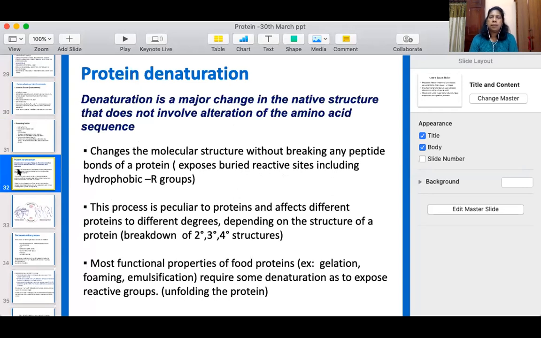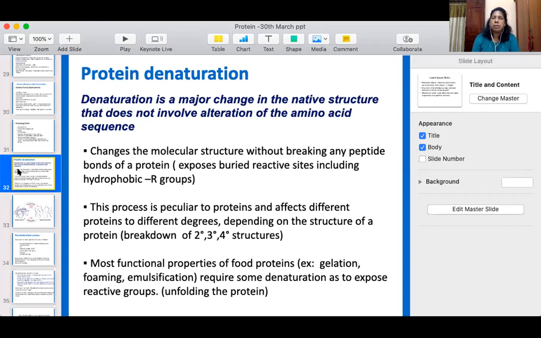Now, shall we discuss protein denaturation? You have learned about protein denaturation under the PFS module. Denaturation is a major change in the native structure that does not involve alteration of the amino acids. This is very important, because denaturation does not mean that we are changing or altering the amino acid sequences. Amino acid sequences are there in the basic structure, right? Primary, secondary, tertiary, and quaternary. We change this structure, but the amino acid composition we are not going to change.